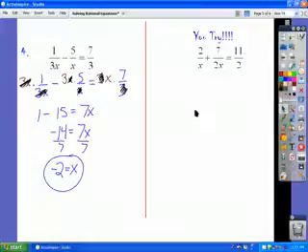This one turns out real nice at the end. We find out that x is actually equal to 1.